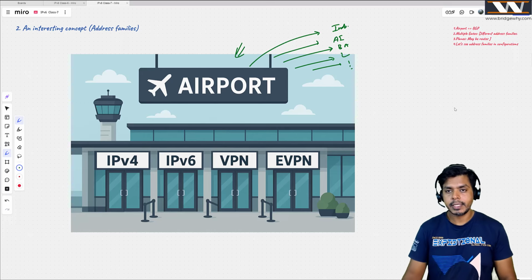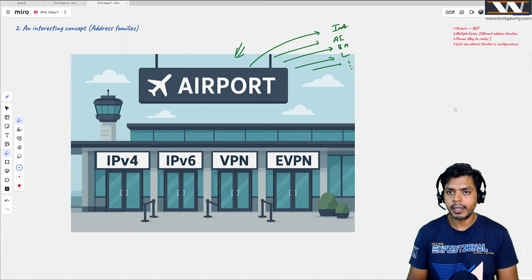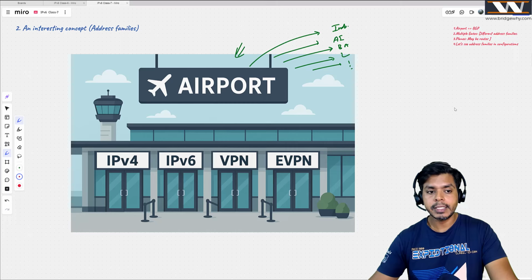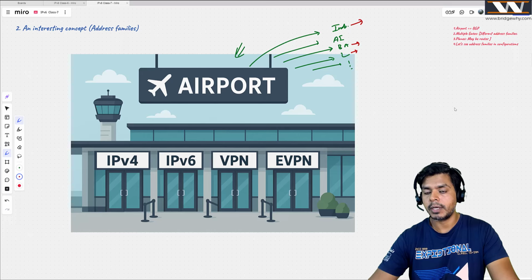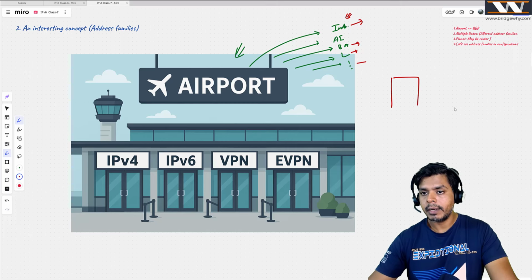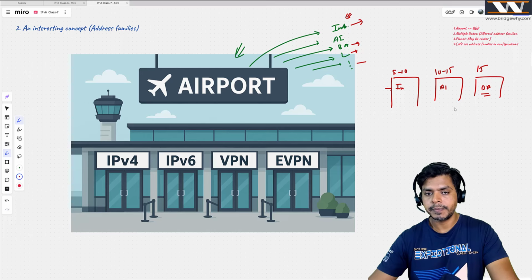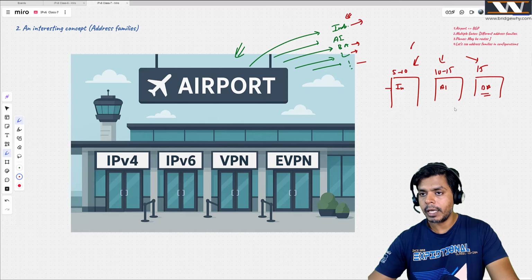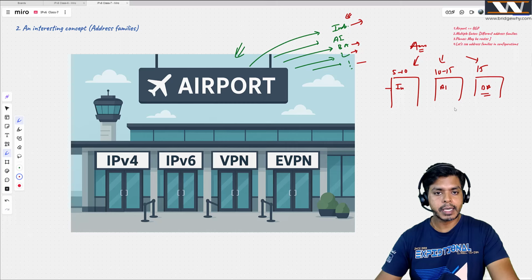But do we create a separate airport for each separate airline? No, right? Although these airlines can have different processes. Indigo's processes are different from British Airways or maybe Lufthansa or some other airline, right? They can operate differently. How is the airport doing all these things? They will say that my gate numbers 5 to 10 are for Indigo. My gate numbers 10 to 15 are for Air India. Maybe 15 to 20 are for British Airways. And this is how everything works fine. They have their dedicated space, but the airport is going to be the same. Just try to understand the airport.